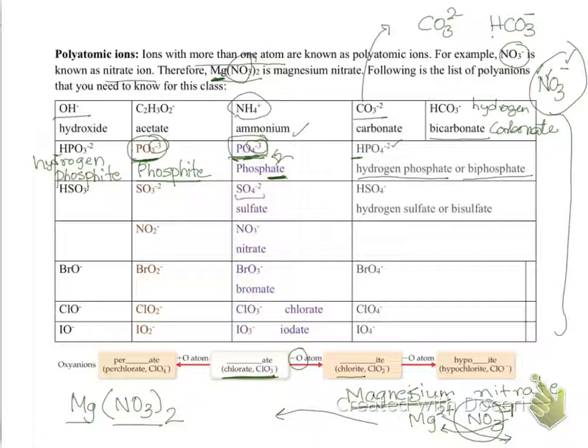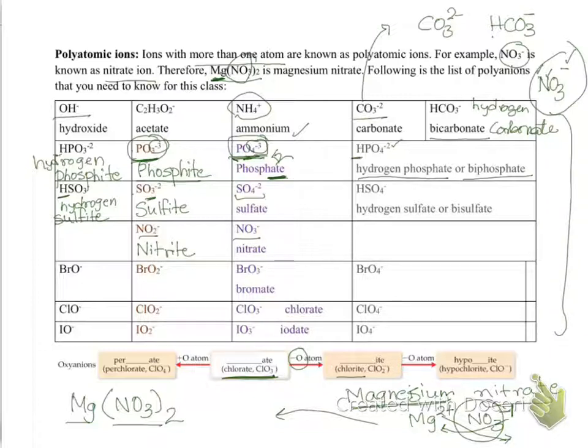SO4 with 2 negative is sulfate. If you have one less oxygen, it will be sulfite. And if there is a hydrogen on the front with one less negative charge, what will that be? Hydrogen sulfite. This is nitrate, one less oxygen, nitrite.